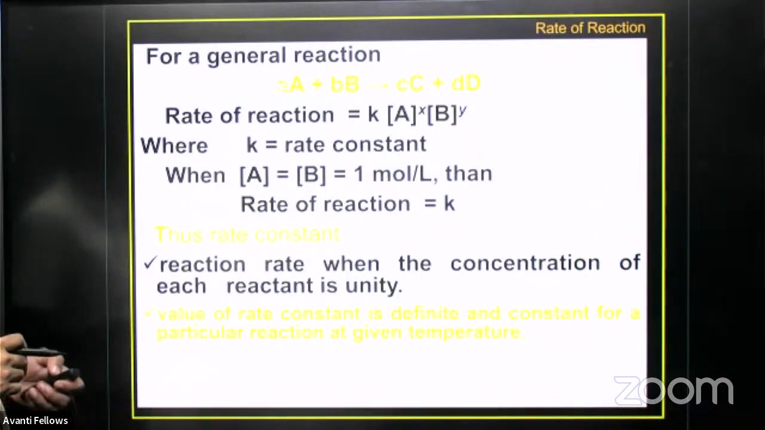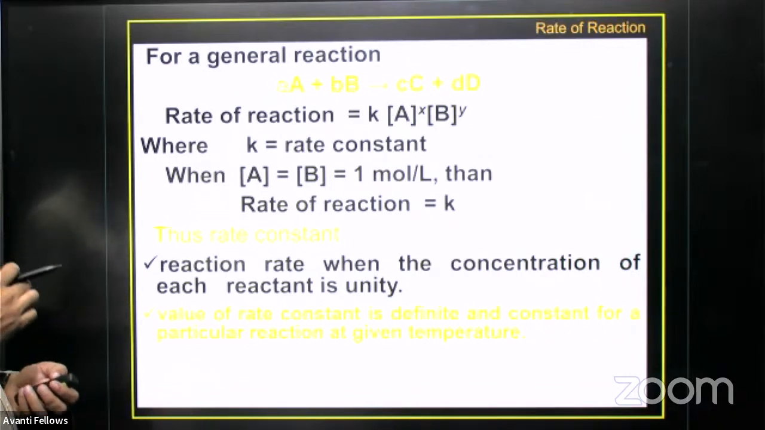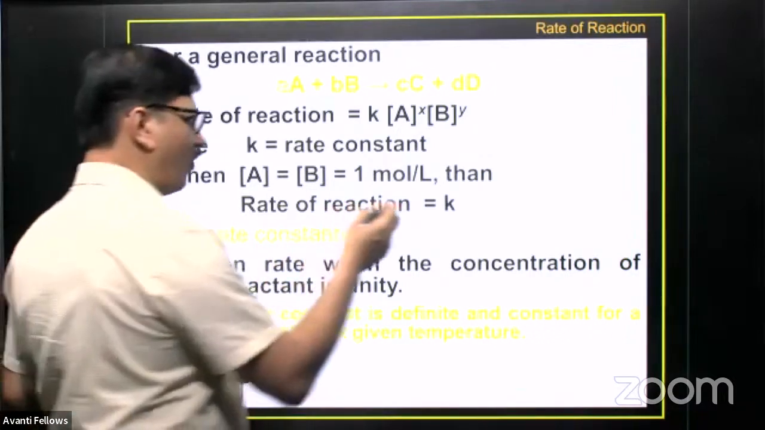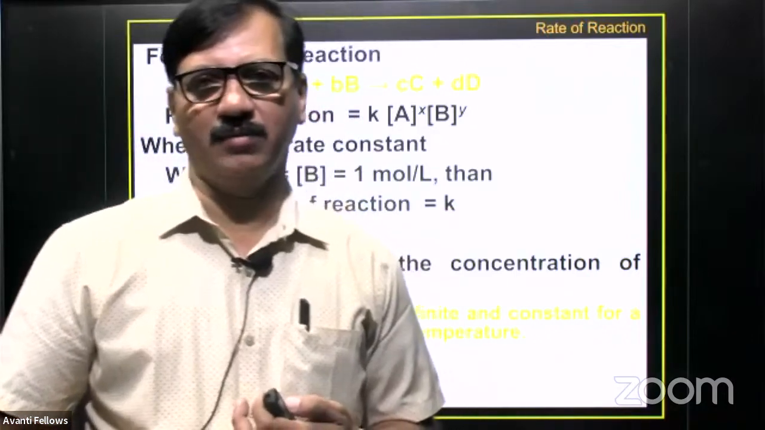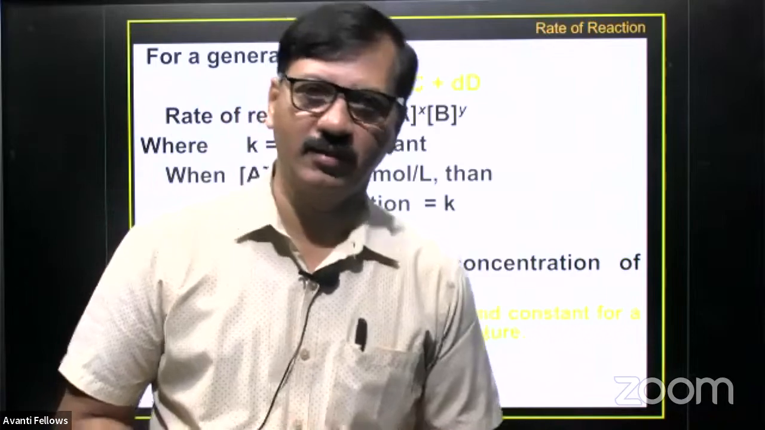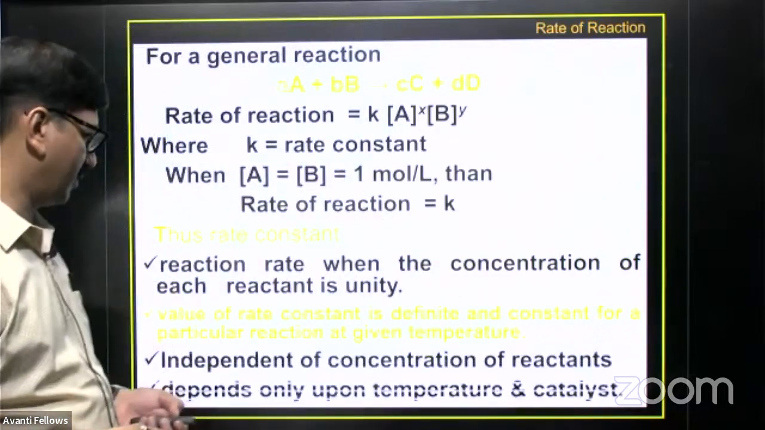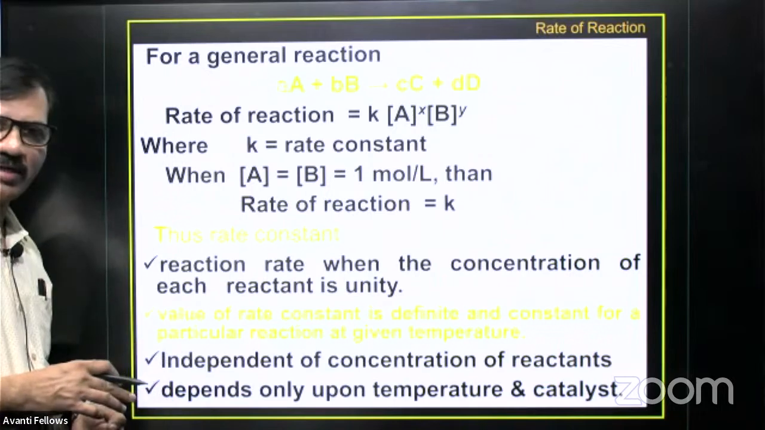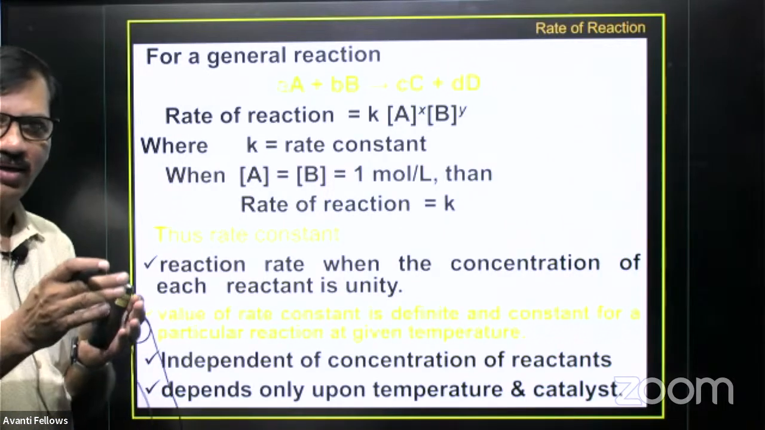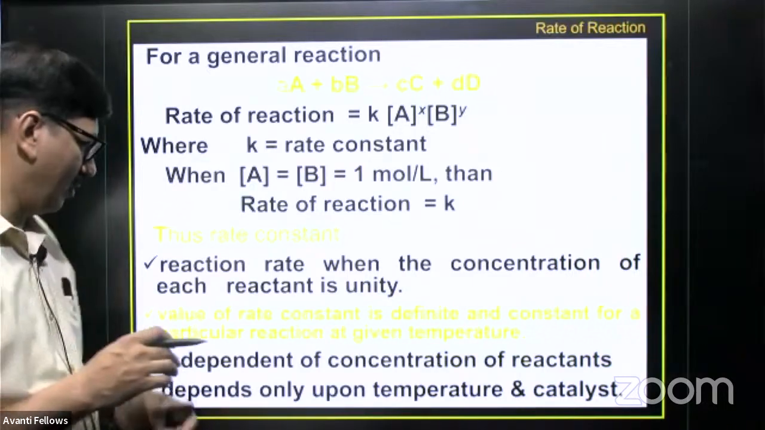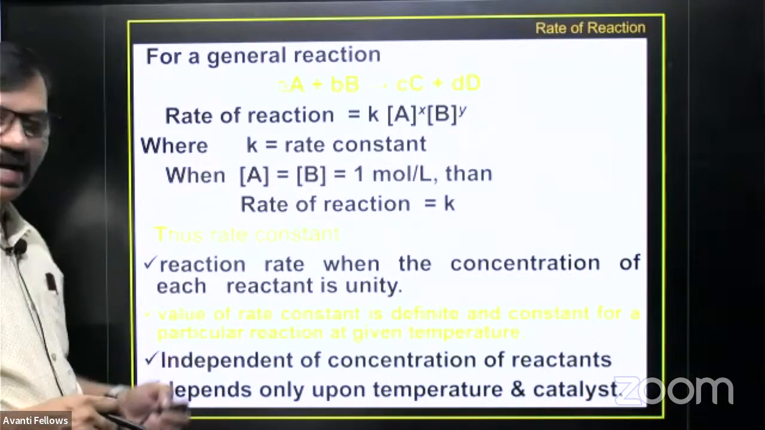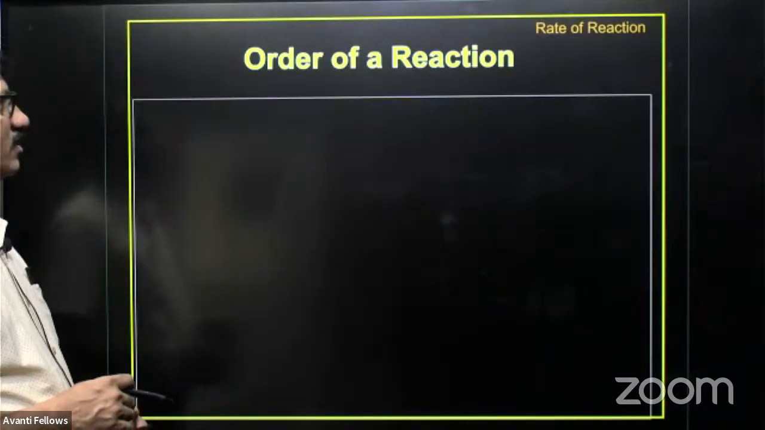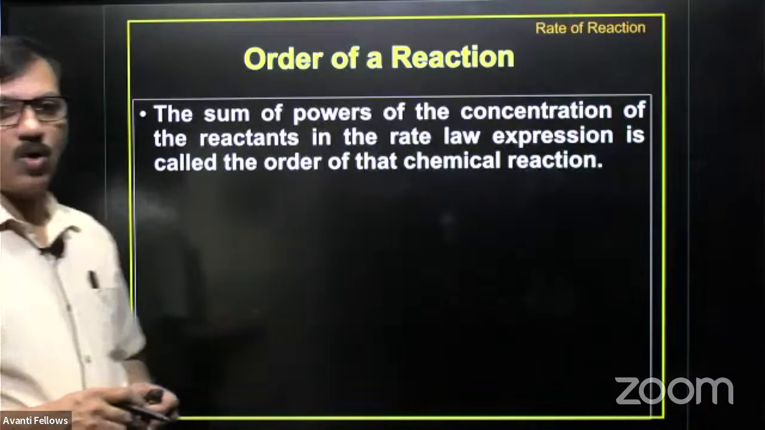So the value of the rate constant is definite and constant for a particular reaction at a given temperature. The value of the rate constant is the same for a reaction, but it changes with temperature. This is the thing that you have to understand. It is independent of the concentration of the reactants, because it is determined when the concentration of the reactants is 1. It depends only upon the temperature and catalyst. Catalyst also changes it.